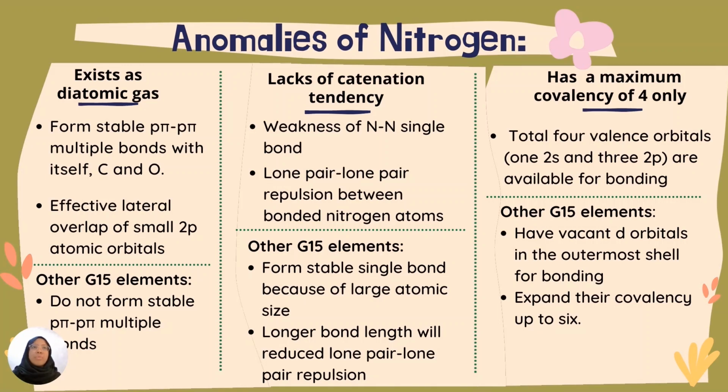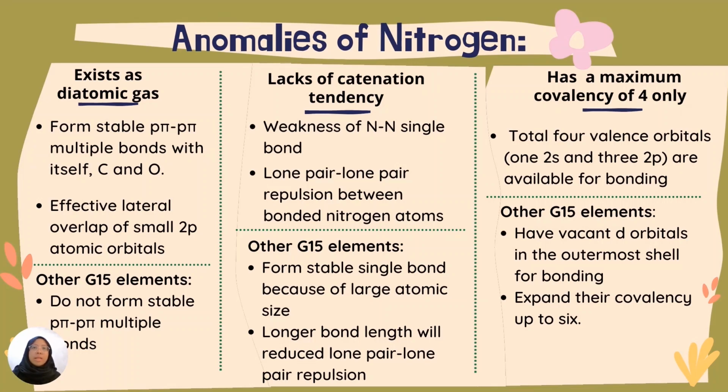Nitrogen can also form stable pπ-pπ multiple bonds with carbon and also oxygen, whereas the other elements in group 15 do not form stable pπ-pπ multiple bonds because they have larger orbital size for np orbitals. Hence, they do not give rise to an effective lateral orbital overlap.